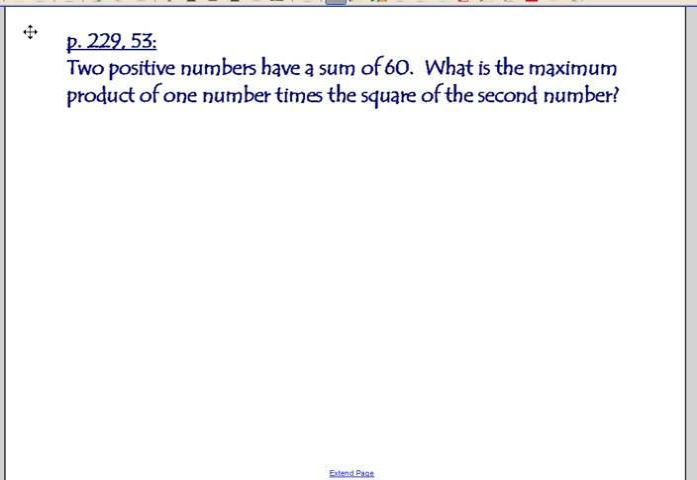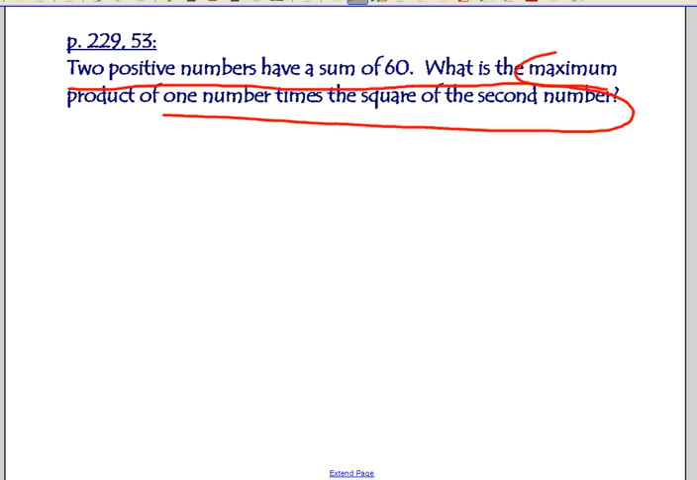And like any of these other problems, we come right to the part they want maximized or minimized. So you want the maximum product, one number times the square of the second number. So let's get a function for product. The product is one number, x, times the square of the second number. We want to maximize that.